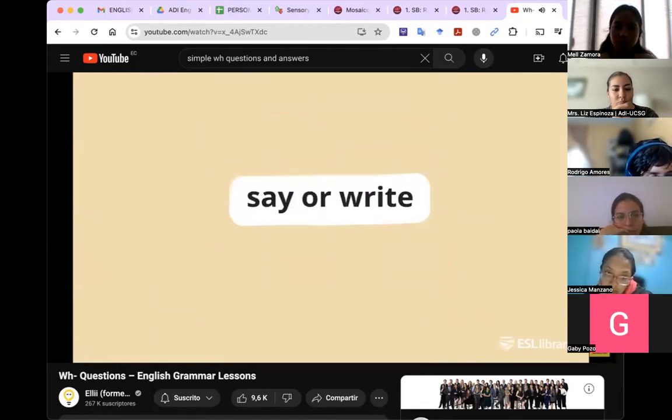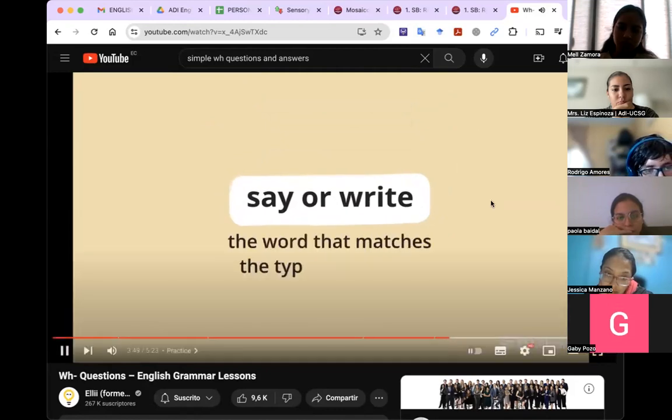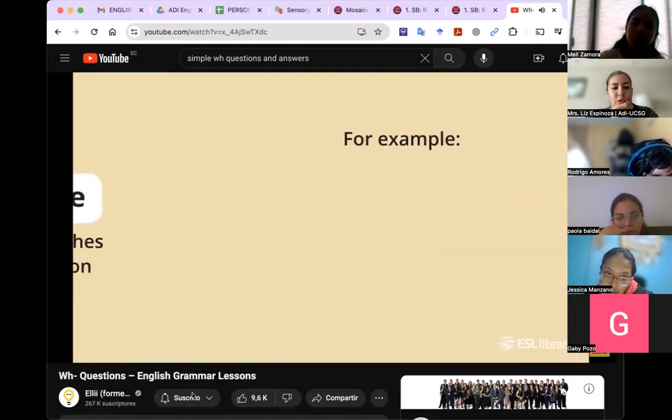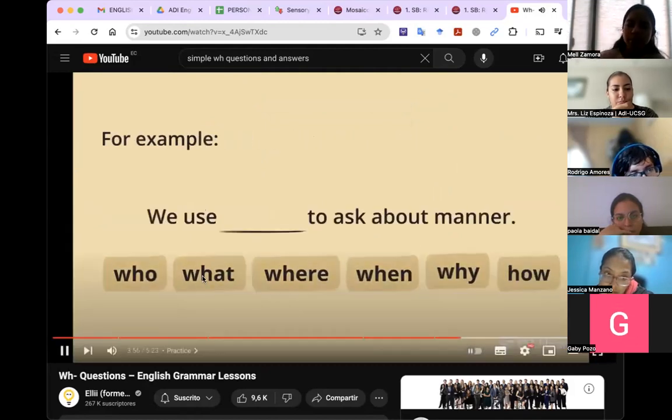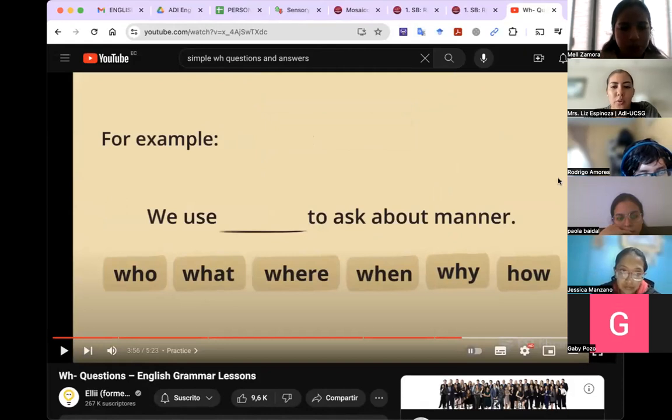Look at the WH word list. Say or write the word that matches the type of question. For example, okay, so let's answer this one. It says, we use who, what, where, when, why, or how to ask about manner. Which is the WH word that we use to ask about manner? Who can tell me?